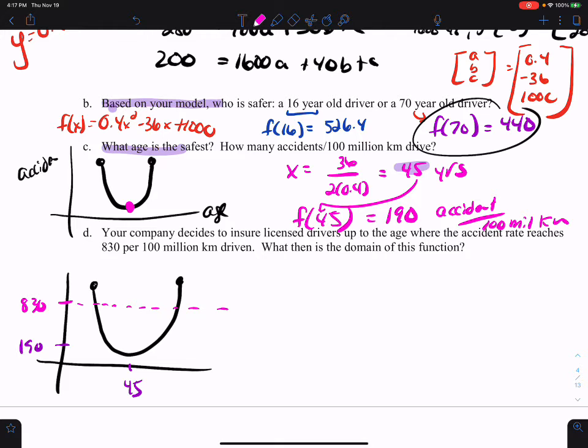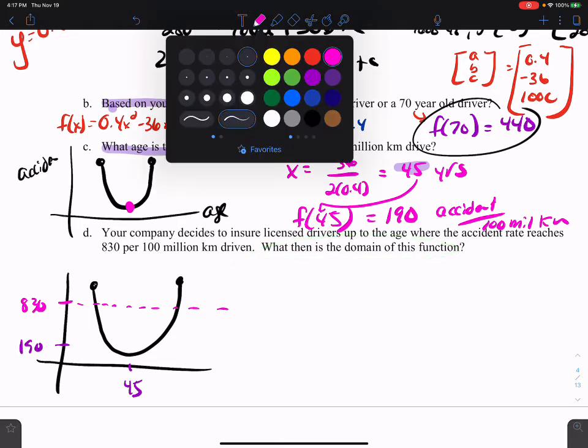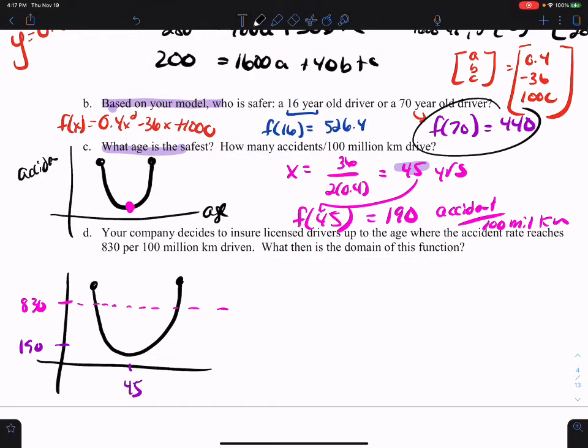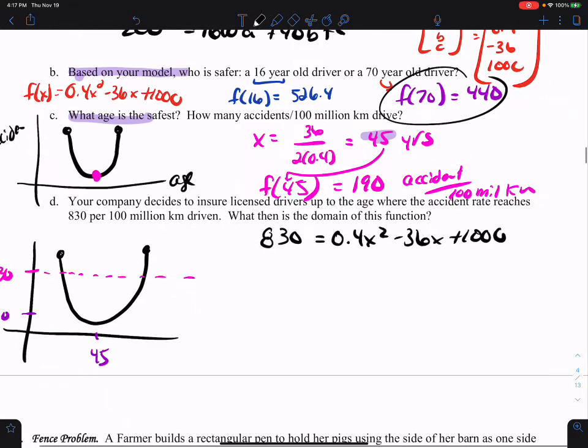So they want us to know what is the domain of that function. Let's think about what we're doing here. We want to find when our driver's accident risk reaches 830. So then we know we'd want the output to be 830. And when we're working with quadratics, we know that we want them equal to 0 in order to solve for these things, like using the quadratic formula or factoring.